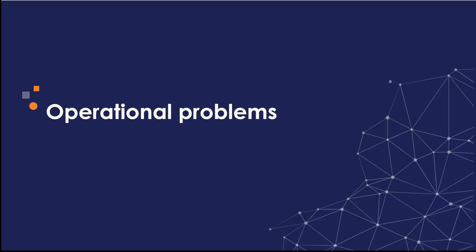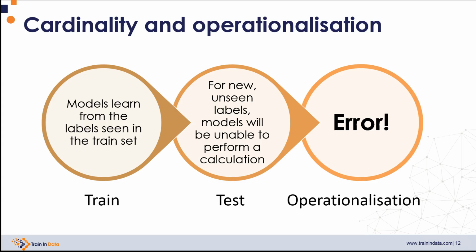And why did I mention that labels in the test set may cause operational problems? Models learn how to make predictions using the information they saw on the training set. For those unseen categories, the models will be unable to perform a calculation. They will not be able to understand what to make of the new label, and this could end up in the return of an error instead of a prediction.